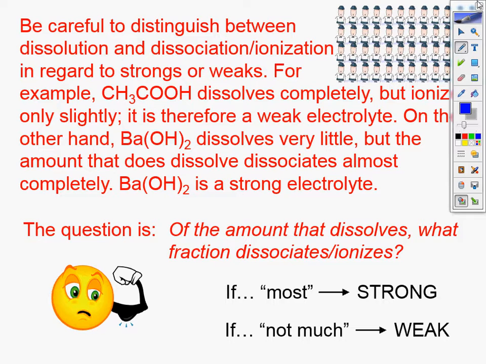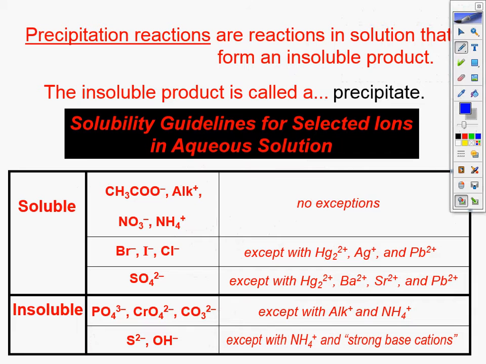All right. Most means greater than 50%. You're going to be calculating that number. What number would be most? If it's an ionic compound, most. If it's a covalent molecule, weak. You'll see. It's a large number. Large number.